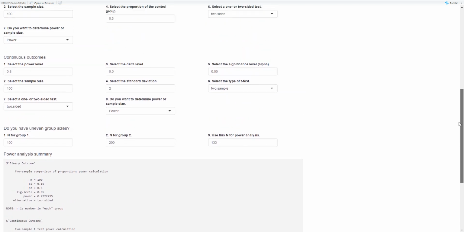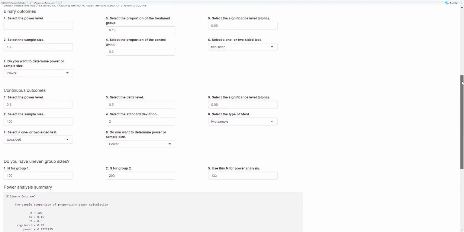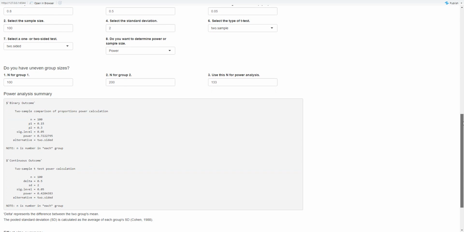So this is how to conduct power analyses with continuous and binary outcomes. And this can be done in the Power tab.